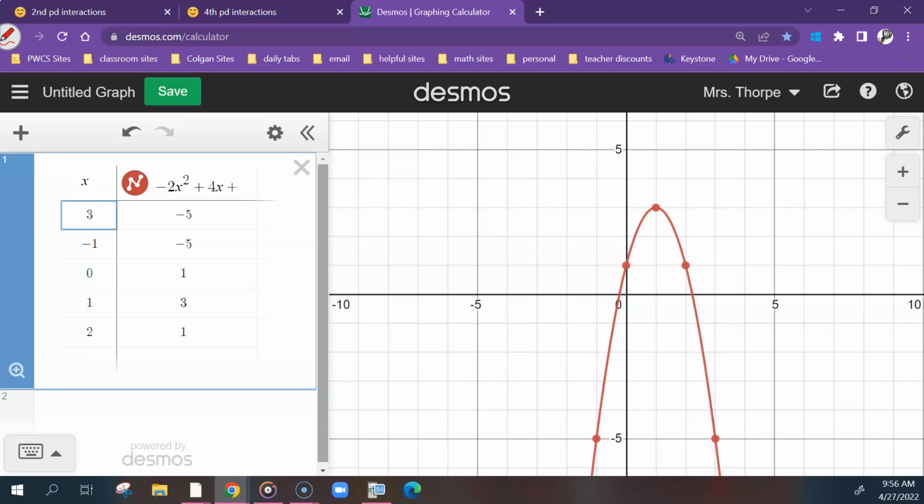What would you have, 2, negative 5? Yes. They mirror each other. If this was over here, it would look like this. I just put it in the right spot. So negative 1, negative 5, 0, 1, 1, 3.